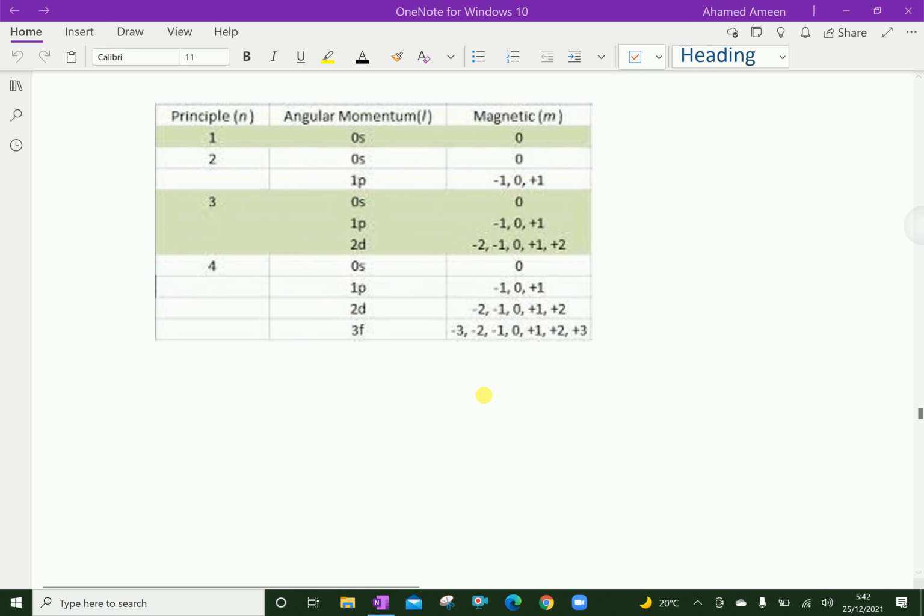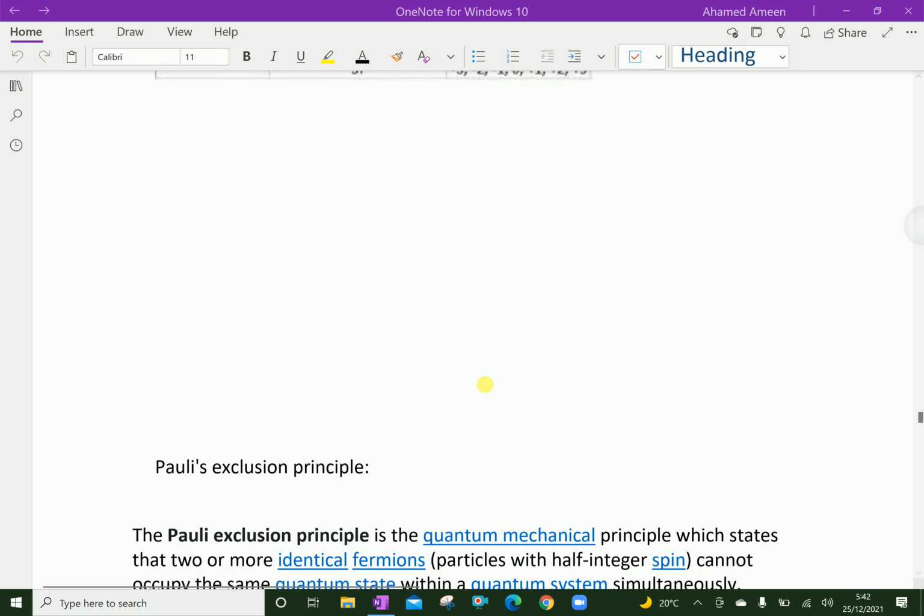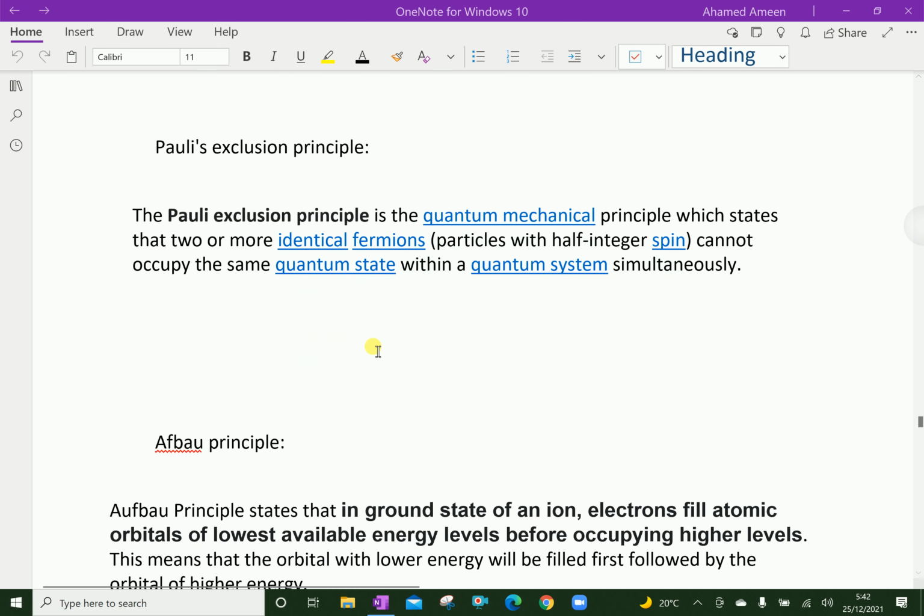Now, next we will discuss electron configuration. Regarding that, we will define some rules. First, Pauli's exclusion principle. Pauli's exclusion principle is the quantum mechanical principle which states that two or more identical fermions, that is particles with half integer spin, cannot occupy the same quantum state within a quantum system simultaneously.